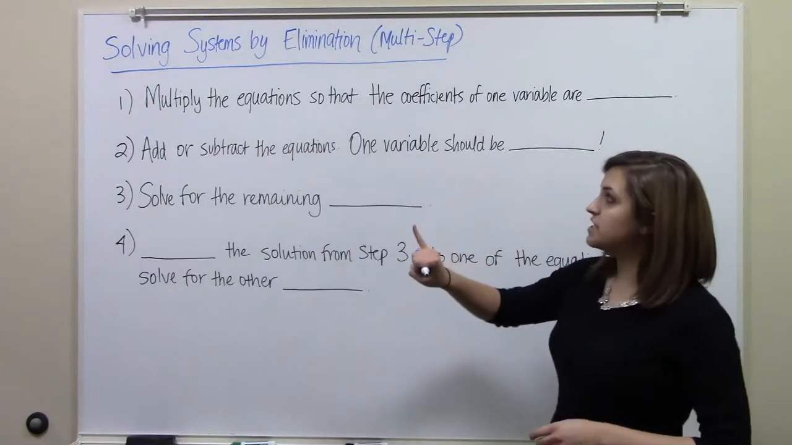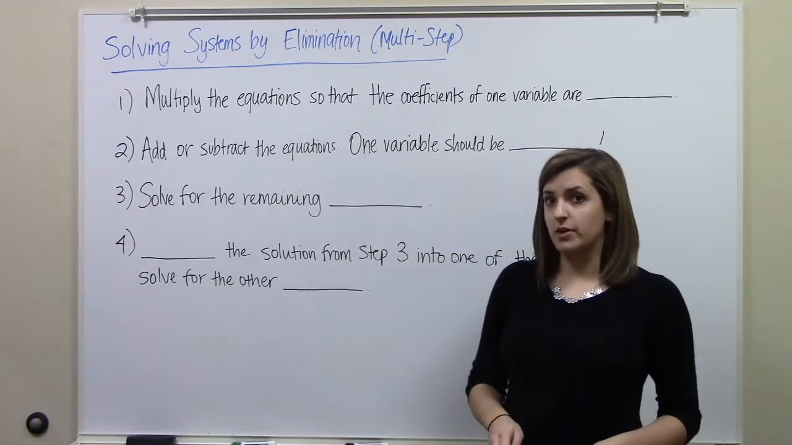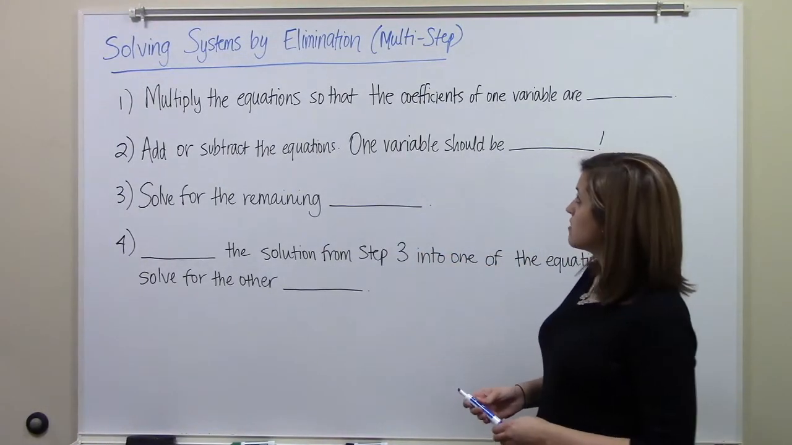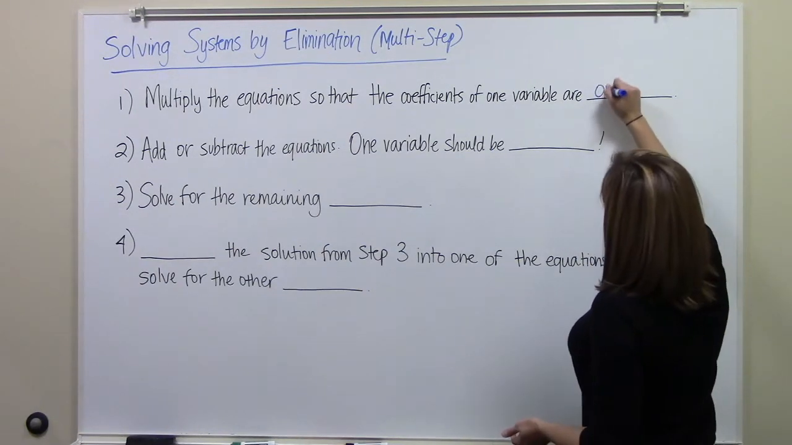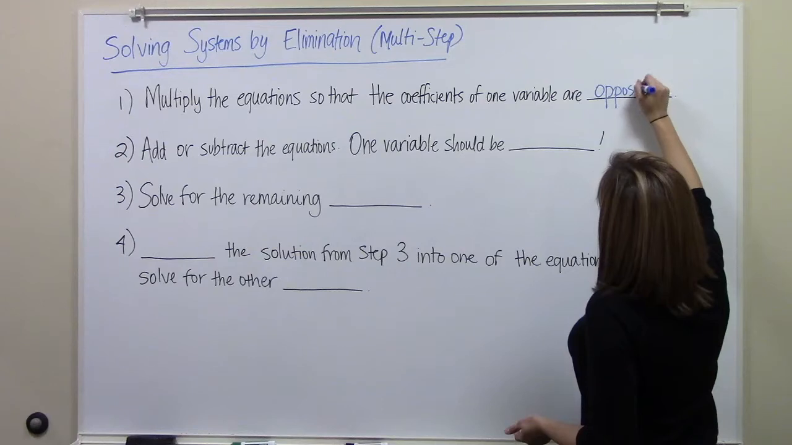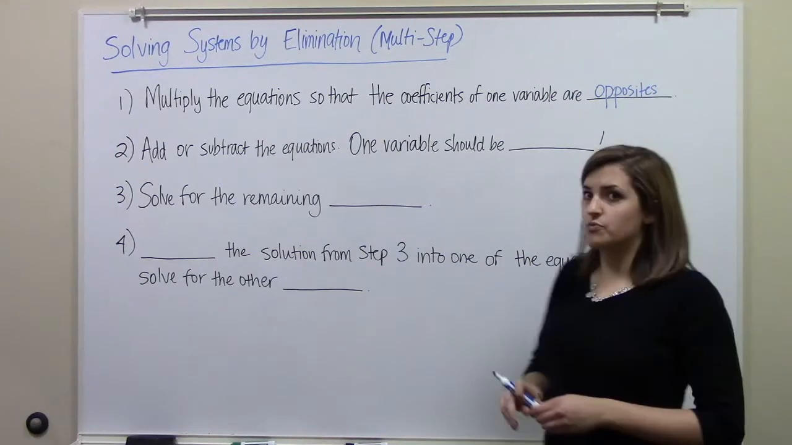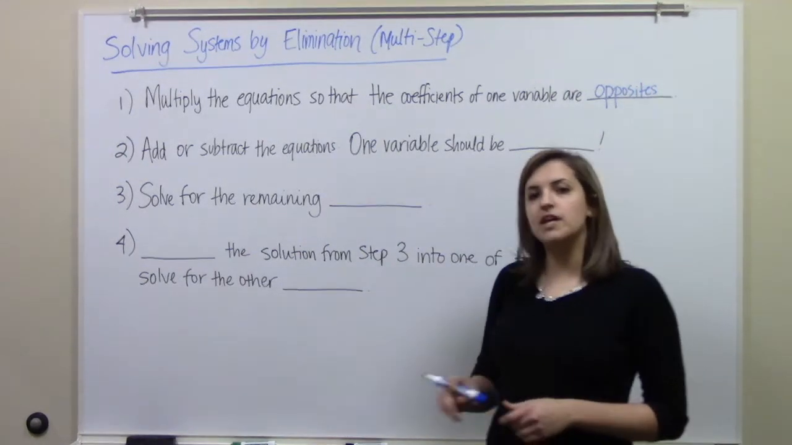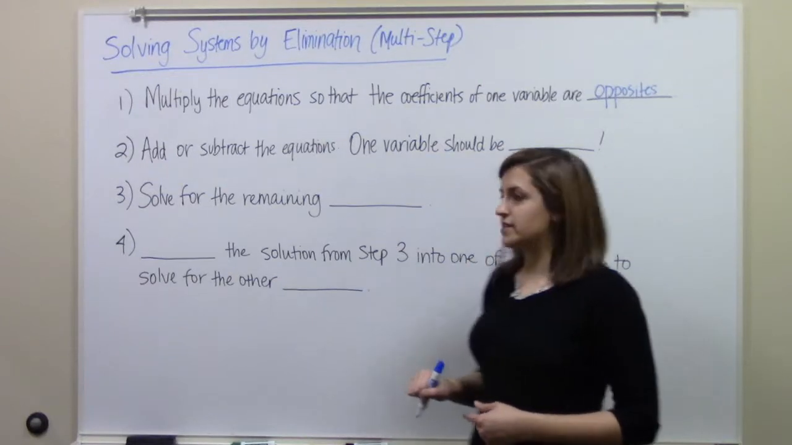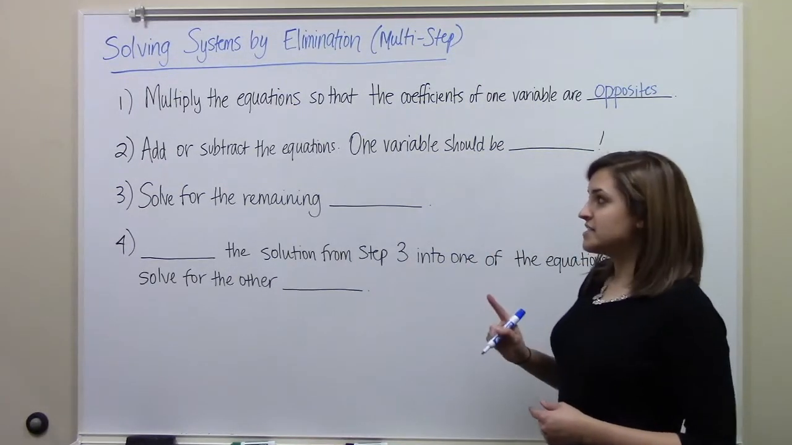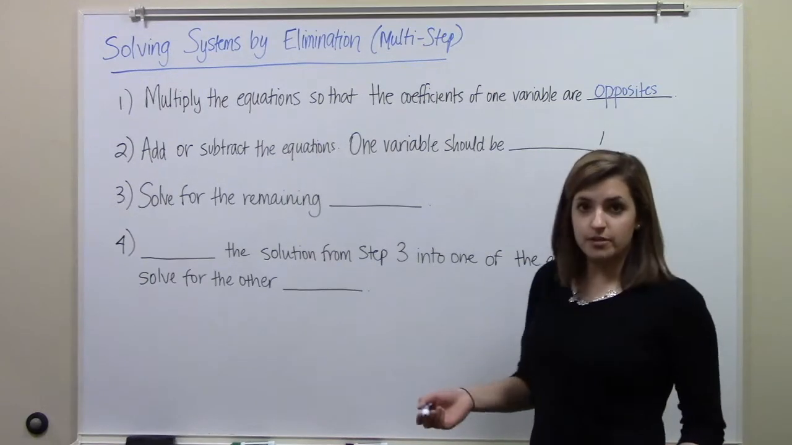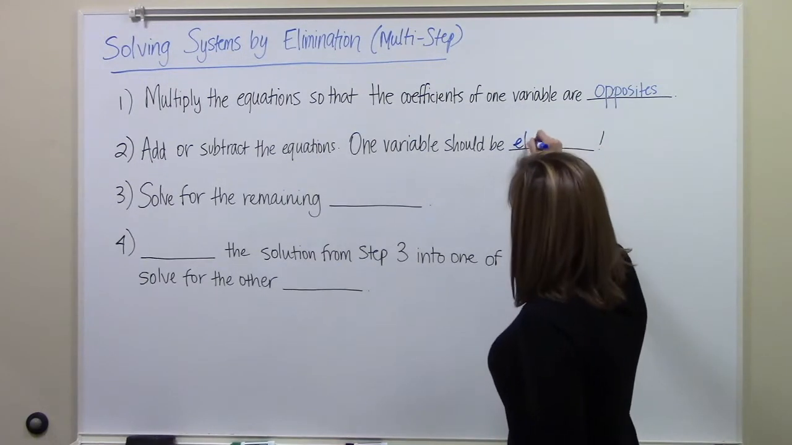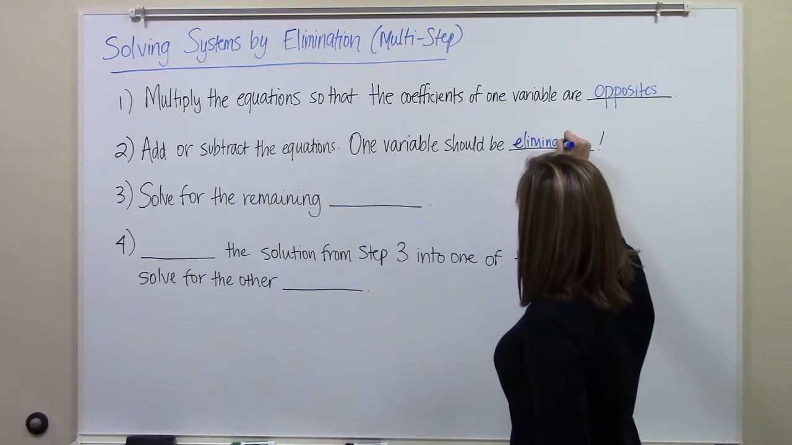So the first step is to multiply the equations by a number so that the coefficients of one variable are opposites. Last time, we just had to make sure that our coefficients were opposites, but this time, we might have to do a little manipulating by multiplying to make sure that they are. Our second step will be to add or subtract our equations. So one variable in the end should be eliminated. That's similar to last time.